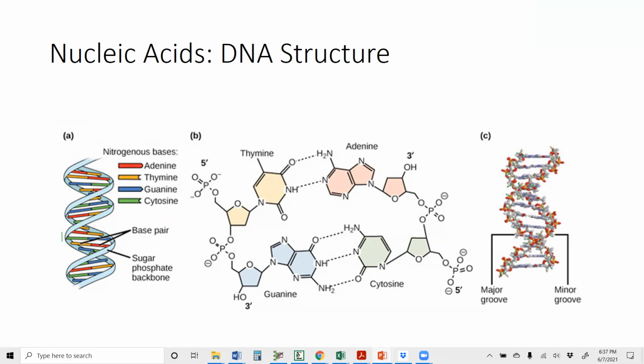And this is relevant because there are a lot of proteins that like DNA, and some of them will only bind in a certain orientation. Some of them like the major groove, some of them like the minor groove, and they interact in very specific ways. So we use that language quite a lot when we're talking about protein-DNA interactions.